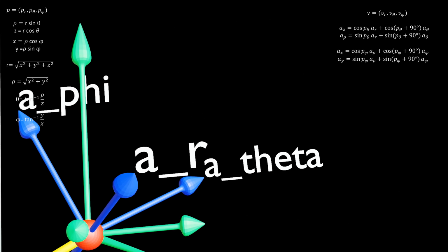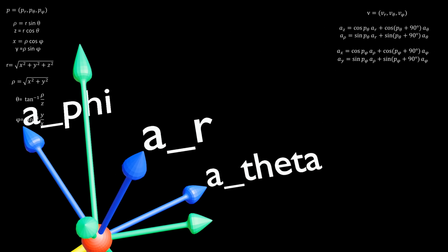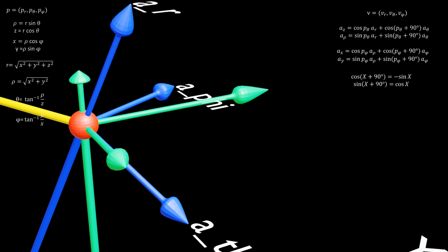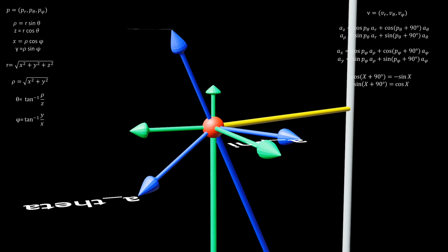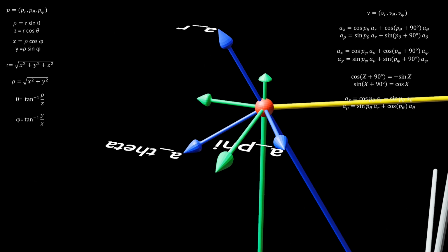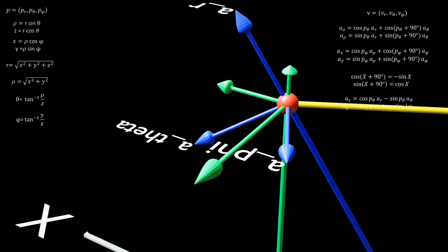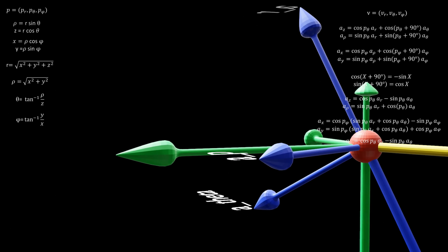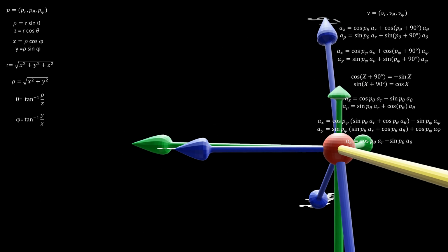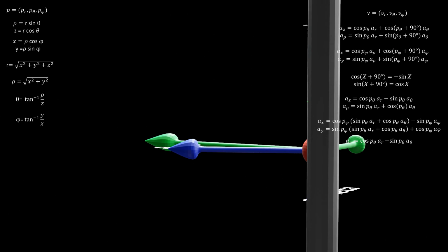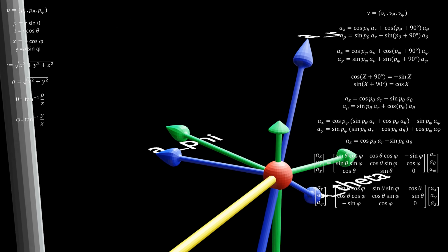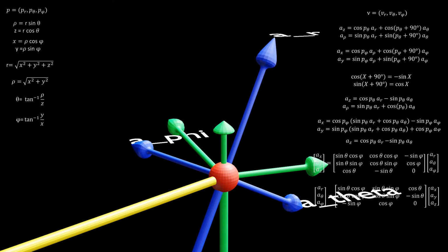Now, using the trigonometric identities, cosine x plus 90 equal to minus sine x, and sine x plus 90 equal to cosine x, we can simplify the equations. Also, we can replace rho with its transformation equation. Last thing to do is to rewrite the transformation equations in a matrix form and take the inverse of the matrix to be able to convert back from Cartesian into spherical.